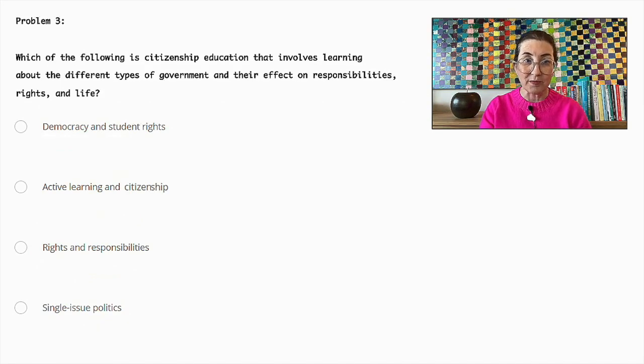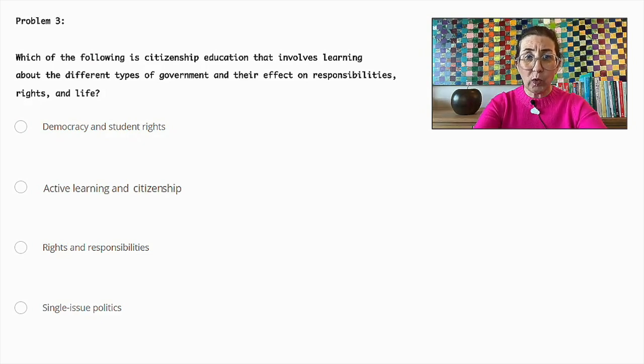Problem number 3. Which of the following is citizenship education that involves learning about the different types of government and their effect on responsibilities, rights, and life? Democracy and student rights, active learning and citizenship, rights and responsibilities, or single-issue politics?